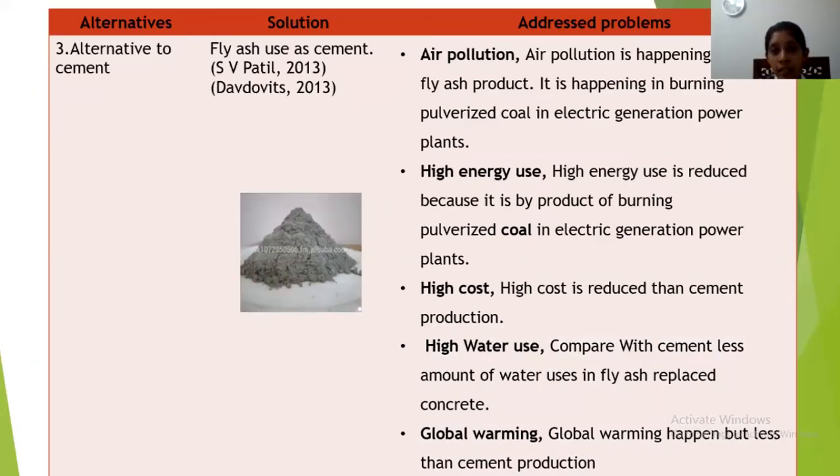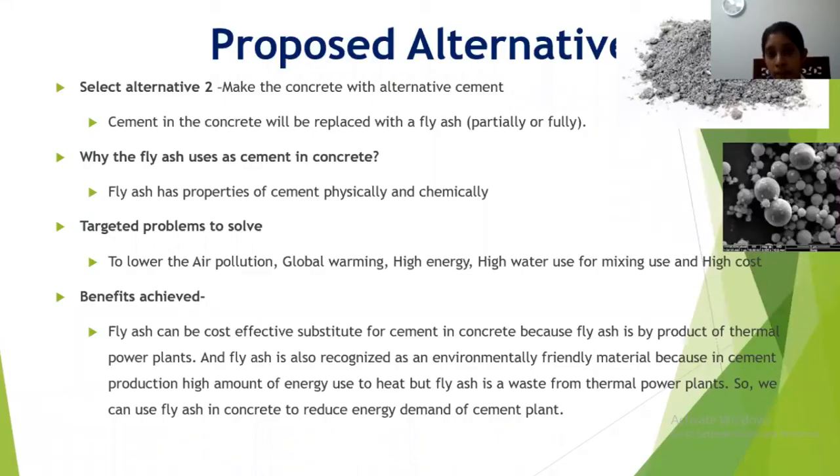Compared to the cement, its advantages are less contribution to air pollution, less energy required for production, less cost of production, less water needed when used as an alternative, and less contribution to global warming. Considering the above advantages of the three alternatives, we propose fly ash as the alternative for cement. And it can be used as a replacement for cement.